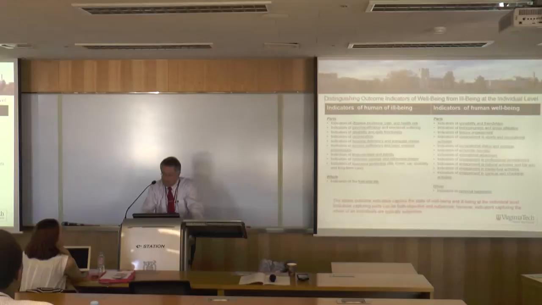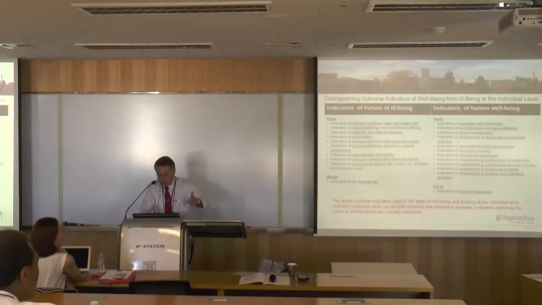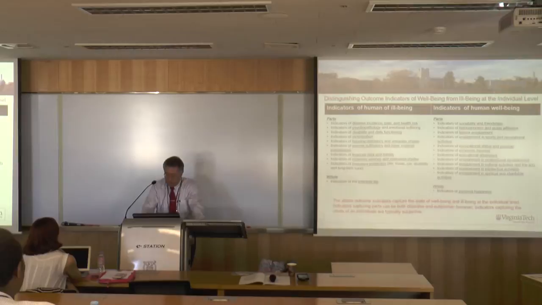Indicators of victimization, housing deficiency and adequate shelter, income sufficiency and basic material possessions, financial debt and liability, minimum savings and retirement, insurance protection, that kind of thing. These are very much related to basic needs, right? And therefore, we talk about them in terms of ill-being, and of course, these are the things that we're trying to reduce, like disease incidence, pain, health risk, psychopathology, and so on, right?